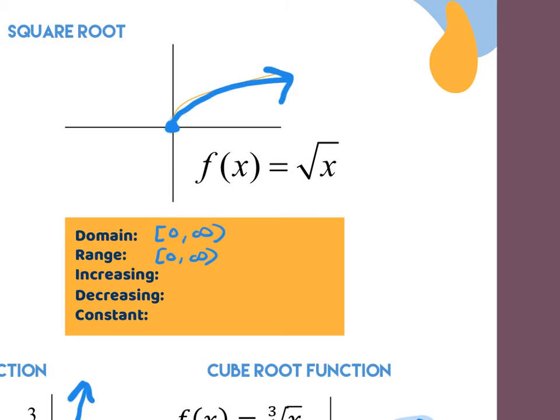For the parent functions, yes, but then we're going to start to move these around. That's the fun part. Not today, tomorrow. All right, increasing. So this is increasing the whole way. It's increasing from zero to positive infinity. It still gets a parenthesis and not a bracket because the point can't be increasing. There is no decreasing and there is no constant.